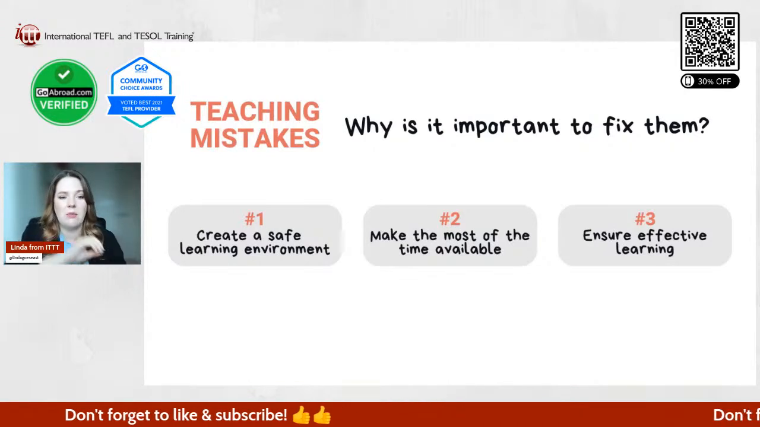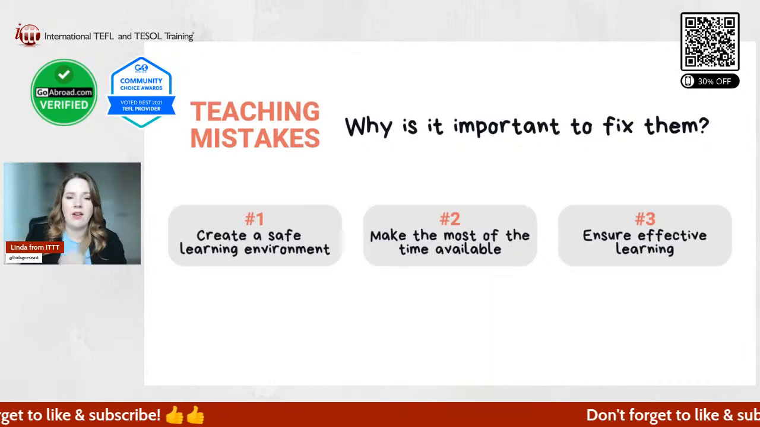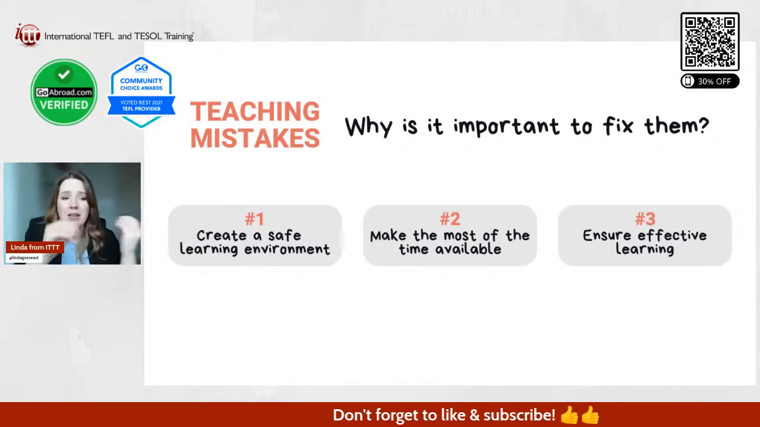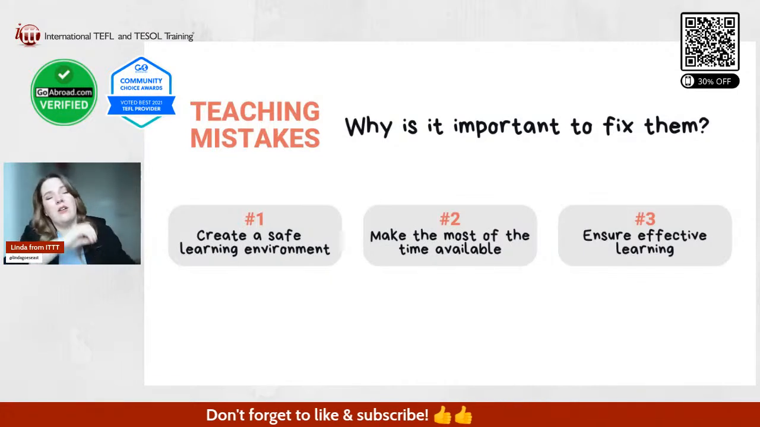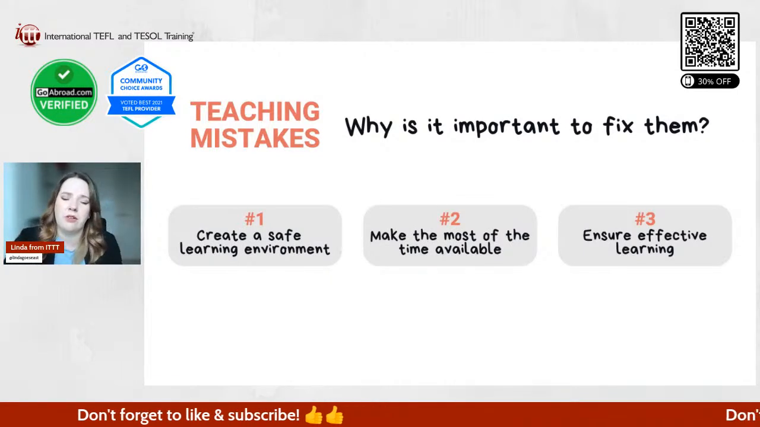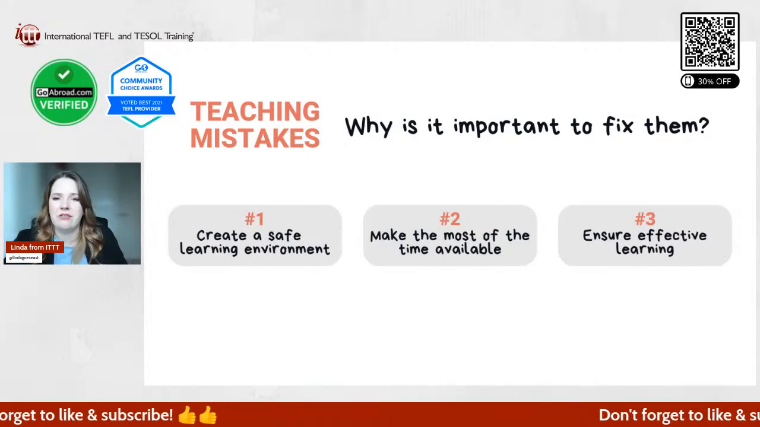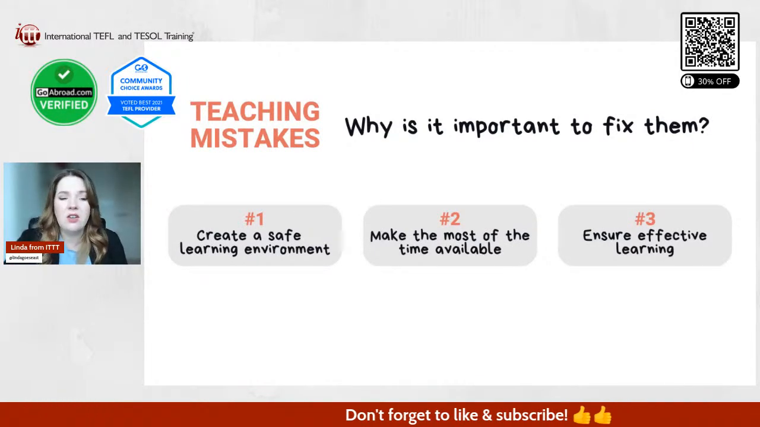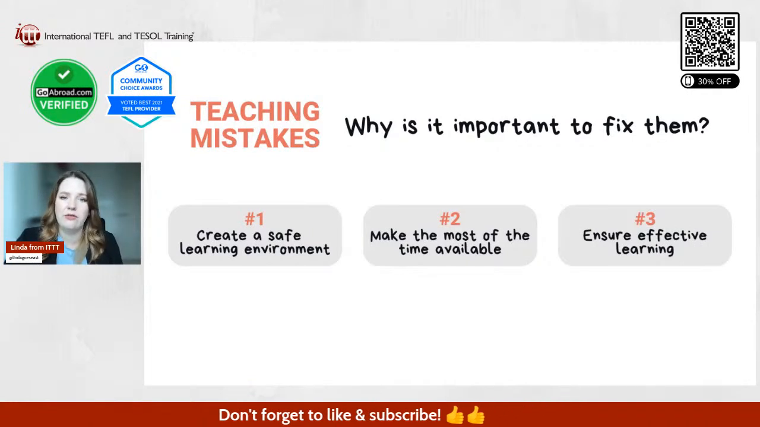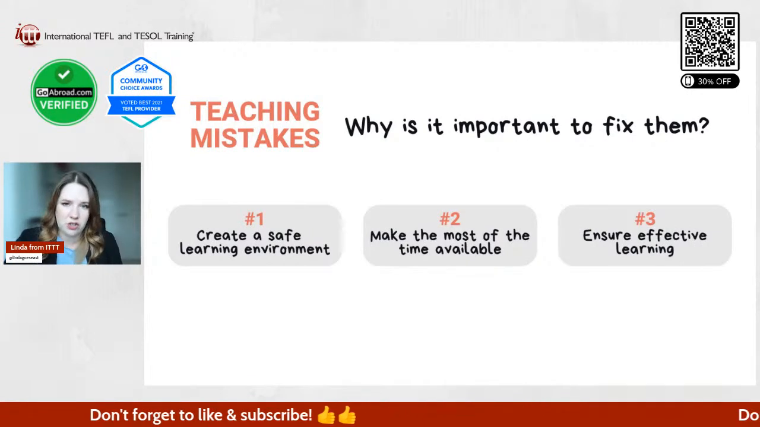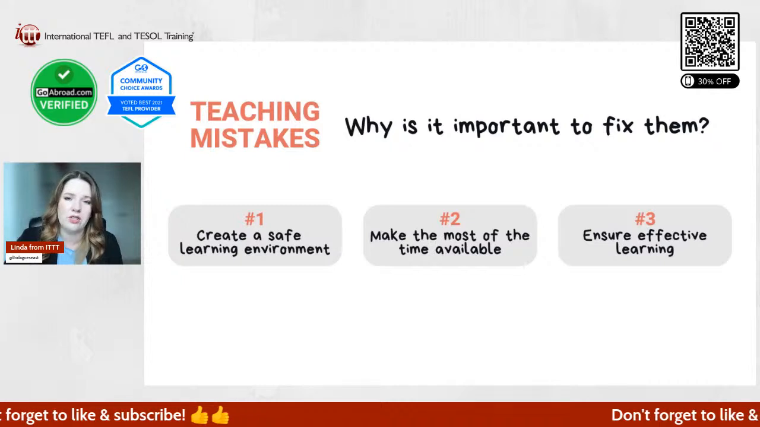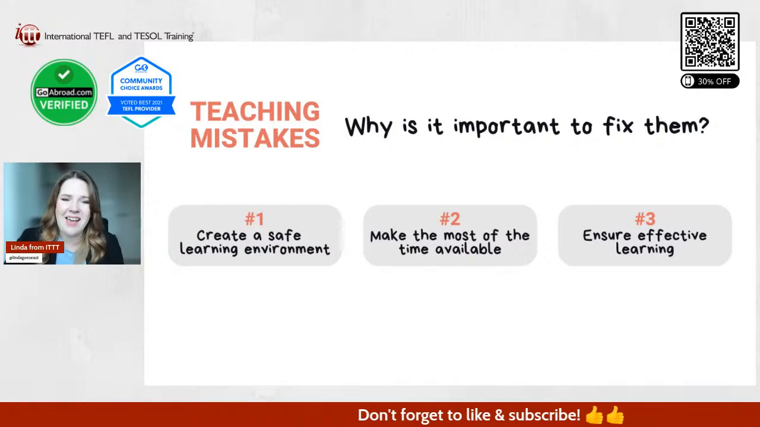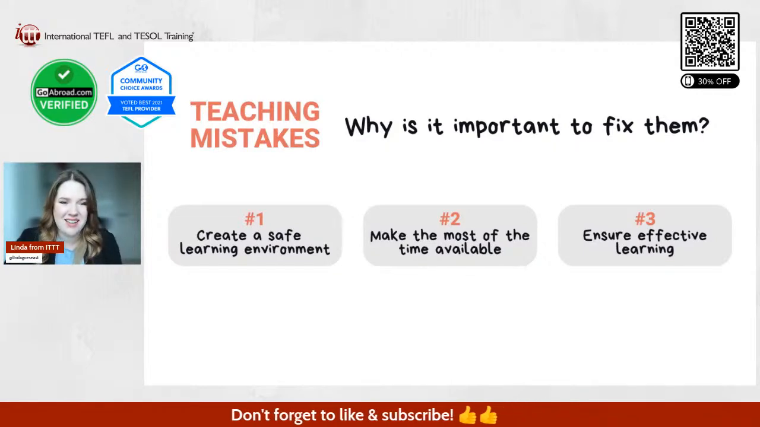And that leads us to number 3 here: ensure effective learning. Reason number 1 and reason number 2 kind of bounce off of each other. So number 3, ensure effective learning. When you fix mistakes, when everything's going smoothly, you have effective learning for every single student in your class, and also for yourself. And that is basically what you want and why you want to fix these teaching mistakes.